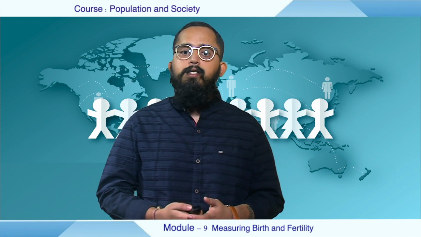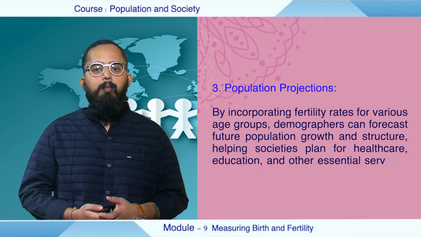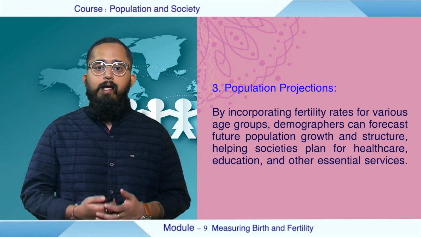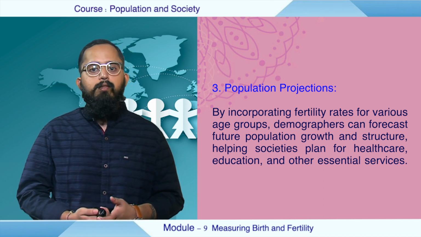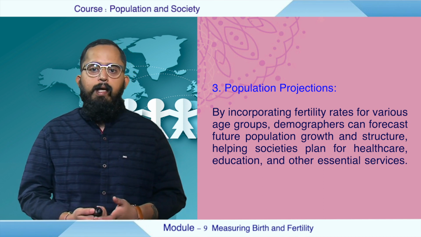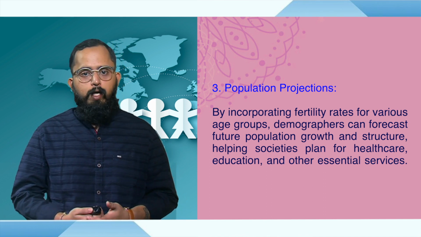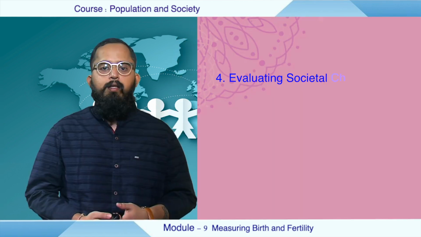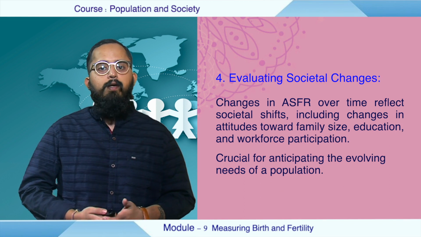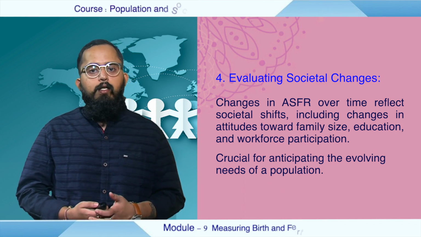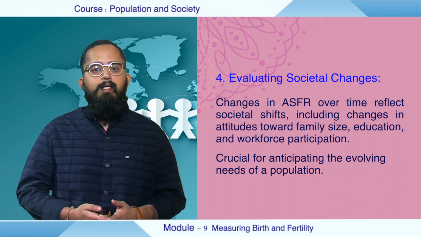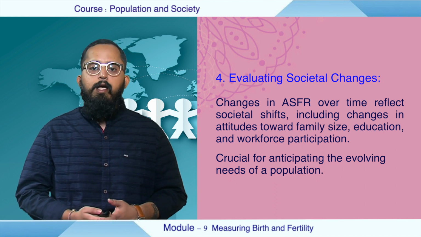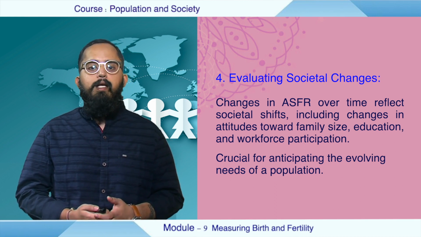Third is the population projection. The ASFR is a key input in population projection models. By incorporating fertility rates for various age groups, demographers can forecast future population growth and structure, helping societies plan for healthcare, education, and other essential services. Fourth, evaluating societal changes. The changes in age-specific fertility rates over time reflect societal shifts, including changes in attitudes towards family size, education, and workforce participation. Understanding these changes is crucial for anticipating the evolving needs of a population.